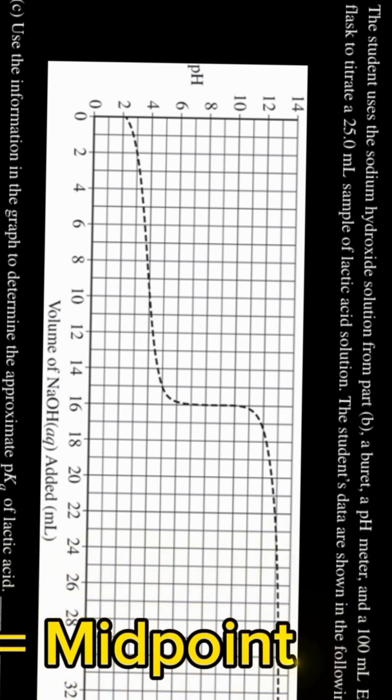So, before going forward and getting confused with this graph, you have to identify what kind of titration this is. Here there is a strong base, which is sodium hydroxide, and there is a weak acid, which is lactic acid. Hence, this titration is between a weak acid and a strong base. Now, always remember that when you are given a titration between a weak acid and a strong base, the pKa value is equal to the midpoint of the equivalence point and the initial point of the titration. Now, what does this mean? To understand this, look at the graph.